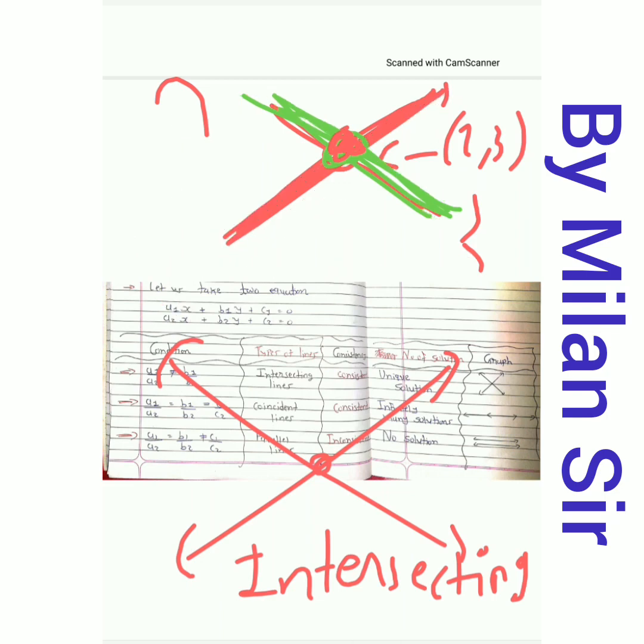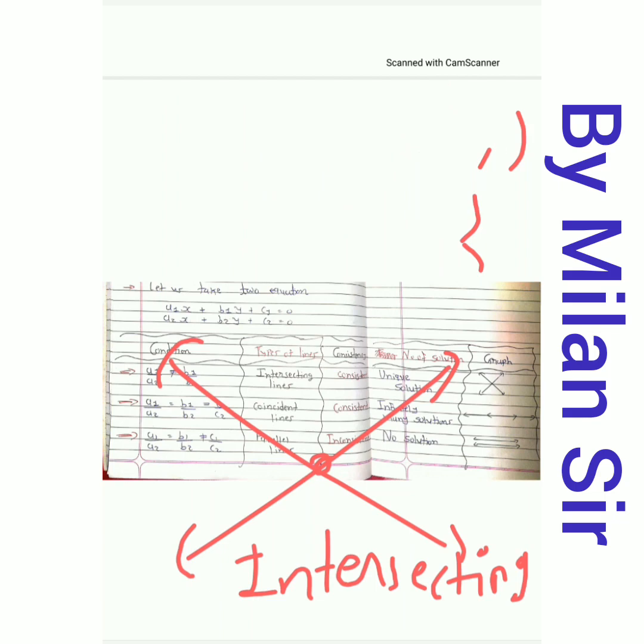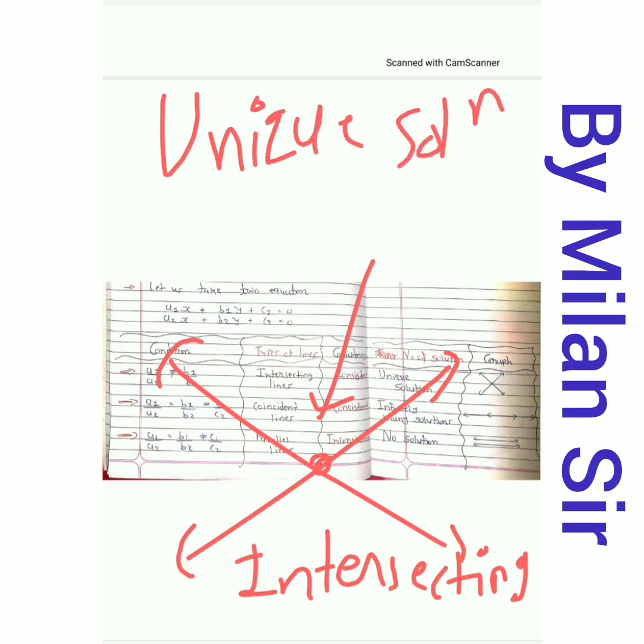Now unique solution means we get only one intersection point, so we can find only one solution. In intersecting lines we can find only one solution. It is called a unique solution, meaning only one solution. So all this we have already written here.